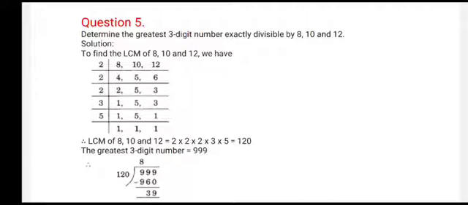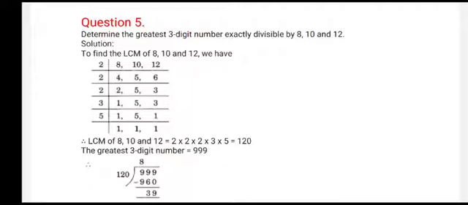Now we know the greatest 3-digit number is 999. So what we are going to do? We will take 8, 10, 12. We are going to do the LCM. We will be finding the LCM of 8, 10 and 12 as 120. This is the smallest 3-digit number, so your multiple will begin with 120. That means you are going to take the table of 120. 1 times 120 is 120, 2 times is 240, 3 times is 360, 4 times is 480. All of these are 3-digit numbers.